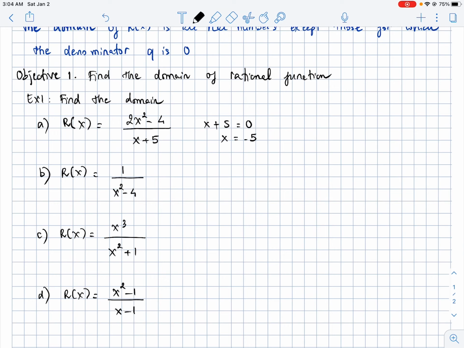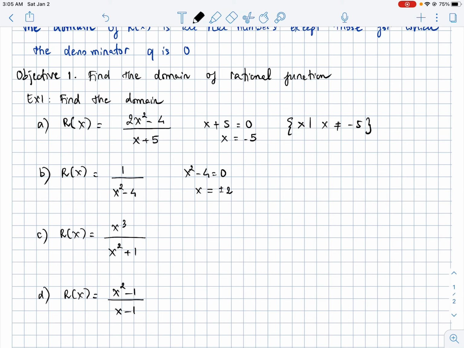The denominator is x plus 5. We find the x value that makes the denominator equal to 0. We subtract 5 from both sides and we get x equal to negative 5. That is the number that we need to exclude. So the domain of R of x in part A is x, where x is a real number and x is not equal to negative 5.